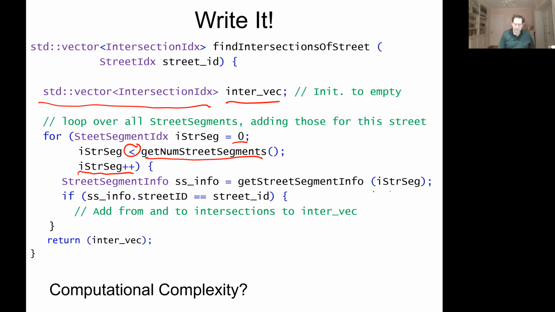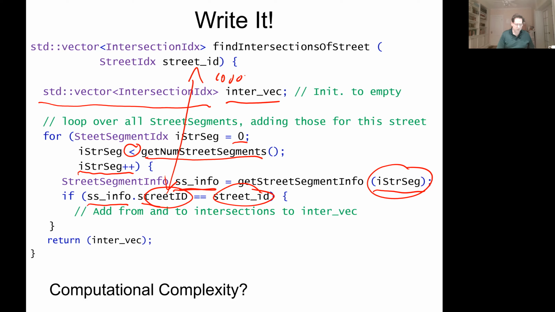And for each one of them, I'm going to say, okay, give me the street segment info for that street segment. So I get this data structure, and I call it SS info. And I'm going to check its street ID, so this street segment knows what street it's part of. If its street ID matches what was passed in, then you're part of the street that I want. So if your street ID is, say, 1,000, then you're part of Yonge Street. I was asked to find all the intersections for Yonge Street, so I'm going to pay attention to you.